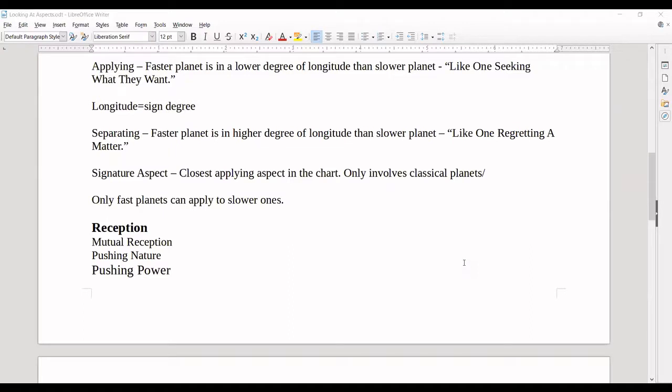Why? Because Jupiter is faster and Jupiter is at a higher degree than Saturn. Right? So Jupiter is at 23 degrees and 45 minutes. Saturn is at 21 degrees and 34 minutes. Jupiter is a faster planet than Saturn. Thus, Jupiter is leaving, right? He is separating from the opposition.